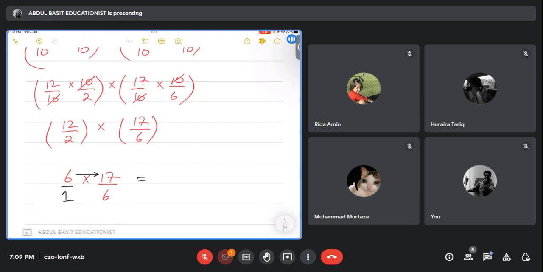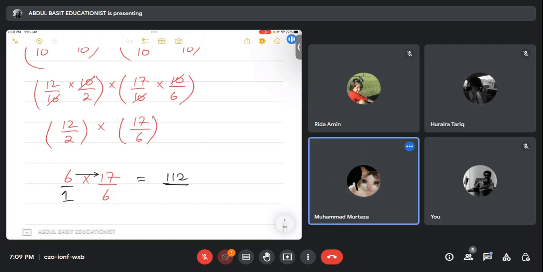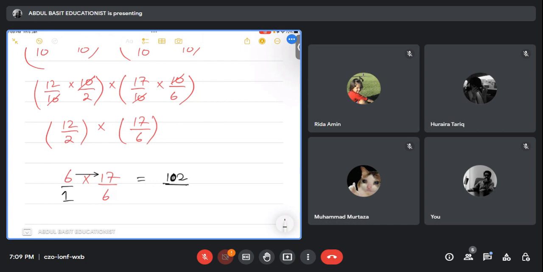6 10s are 70 and 6 7s are 42. तो 70 plus 42 is 112. ठीक है? And 1 into 6 is 6. 102 नहीं होगा? Yeah, well done. It's 102. It's 102 divided by 6.